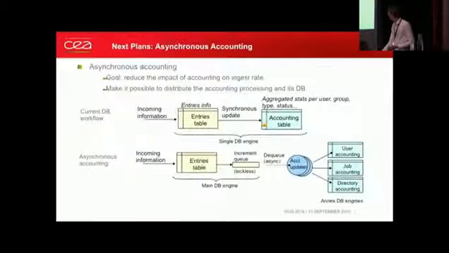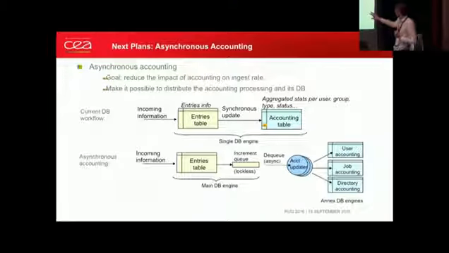I have a picture for that. So on the upper part of the slide, you can see how things are done currently. The entry table is updated, and in the same transaction, the accounting table where the aggregated statistics are is updated as well. It's a MySQL trigger, so it lives only in a single transaction, and under the same big locks, which limits the scalability and efficiency of the solution.